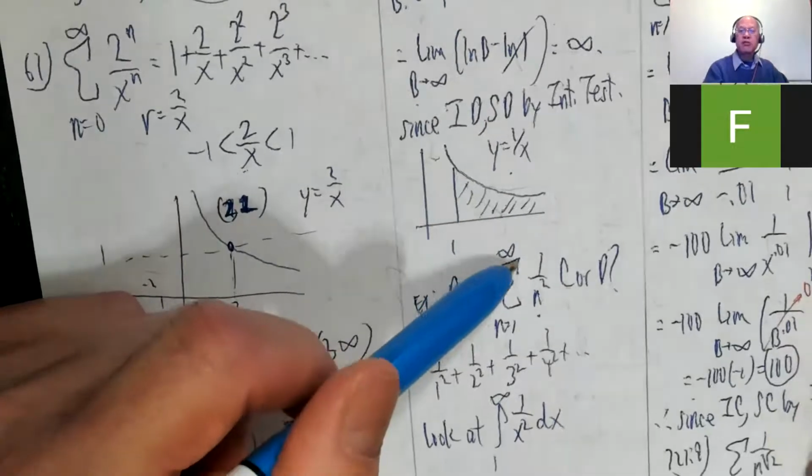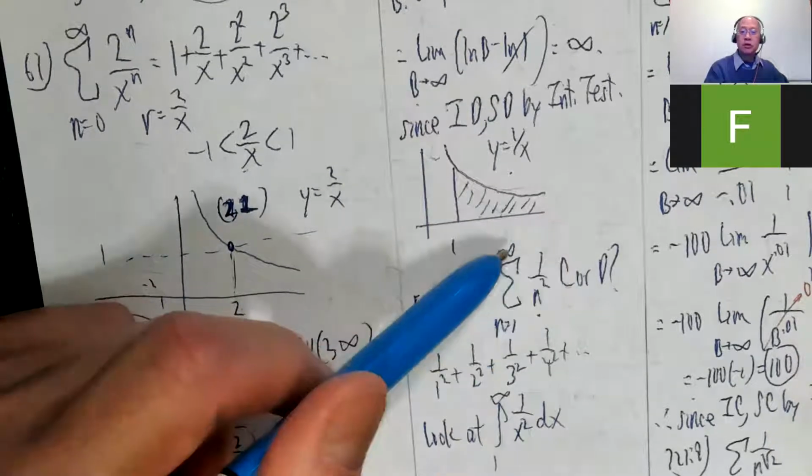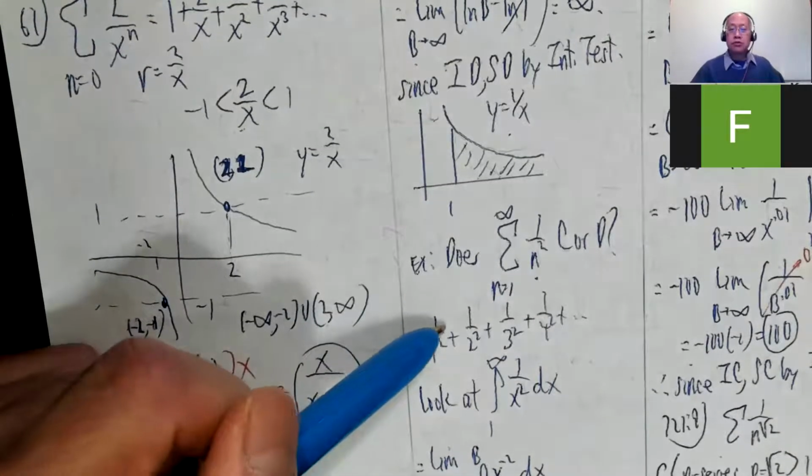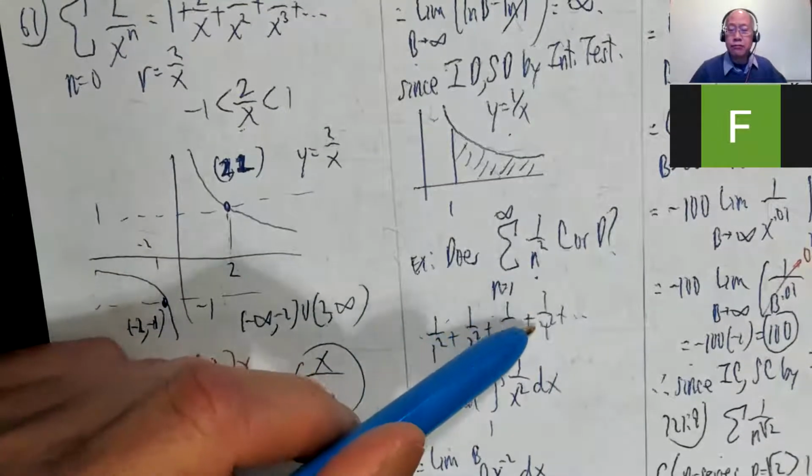How about the summation of 1 over n squared? Does that converge or diverge? Just writing some of the terms out, it's 1 over 1 squared plus 1 over 2 squared plus 1 over 3 squared plus 1 over 4 squared.